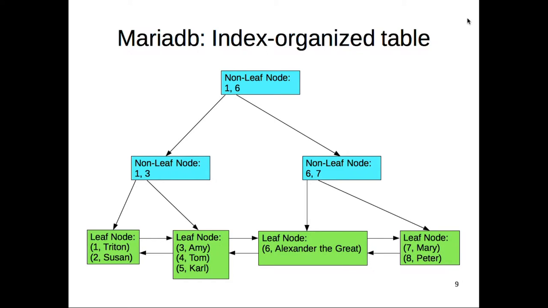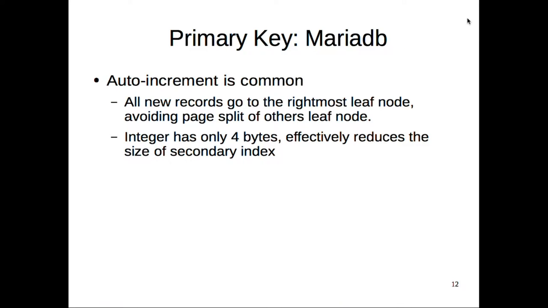And another point is, in MariaDB, the secondary indexes store the primary key on the leaf node. It means that if you use auto increment as the primary key, your secondary index will have minimum size because an integer has only 4 bytes. But if you store a natural key, for example, Peter, Tom, Alexander, you will have a larger secondary index.